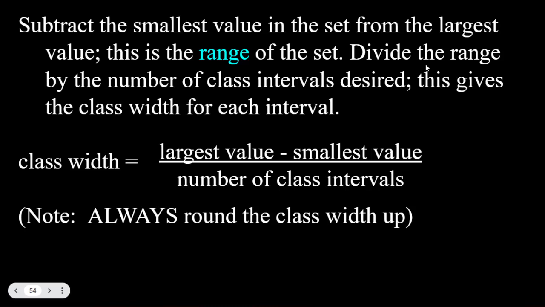Now, the one thing we have to remember is, and capital letters here, this is emphasized, we always round the class widths up. So if you divide and it comes out to 3.2, you would round it up to 4. If it comes out to 4.8, you'd round it up to 5. And even if it comes out to 7, you'd round it up to 8. And the reason for that is if you don't round it up, you're not going to end up including all of the data values. So we always have to round it up no matter what.